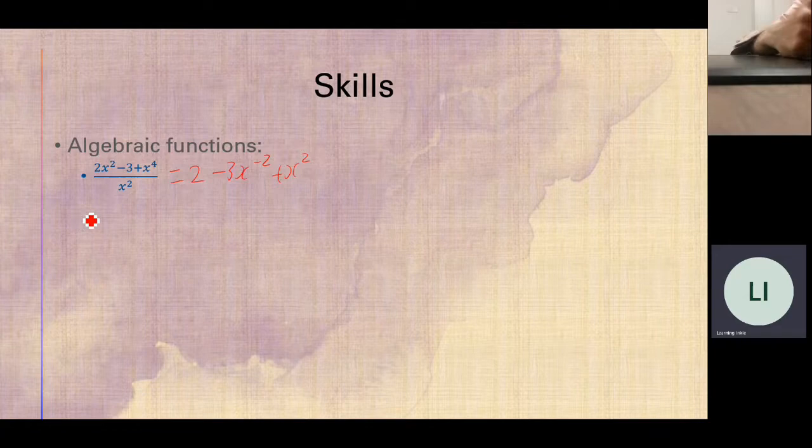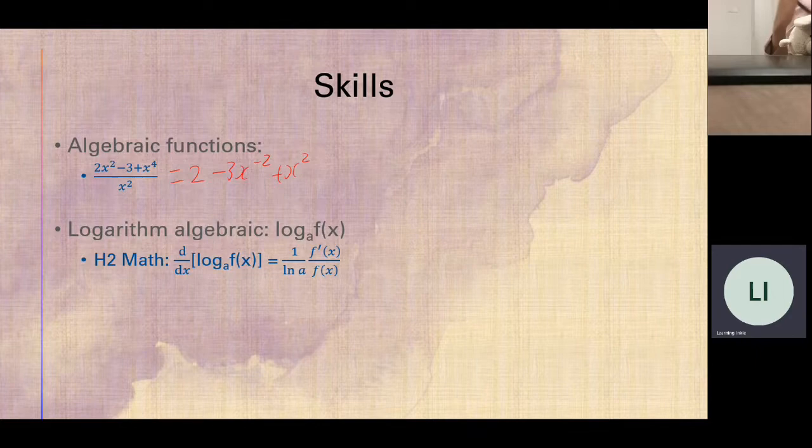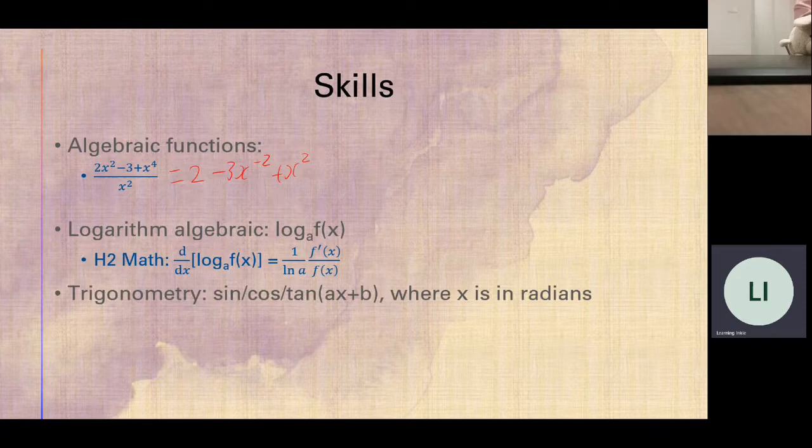Okay, the algebraic, so in the sense that fx is an algebraic function. But in the H2Math syllabus, the rules are the same, right? It is still 1 over ln a, f prime over fx. Just that now, fx can be any particular function. All right, so take note of that. Otherwise, it's actually the same.